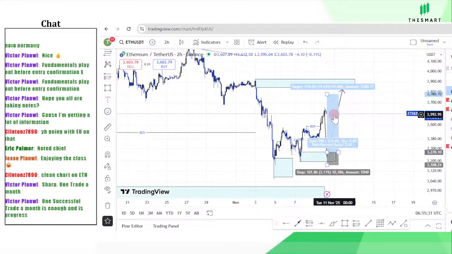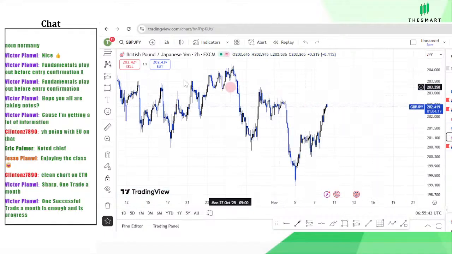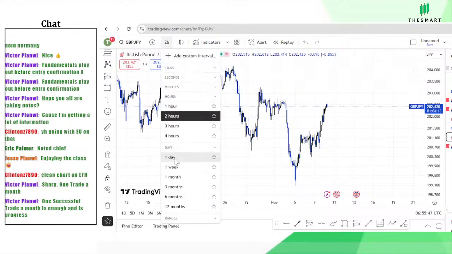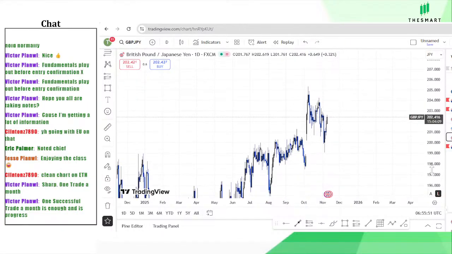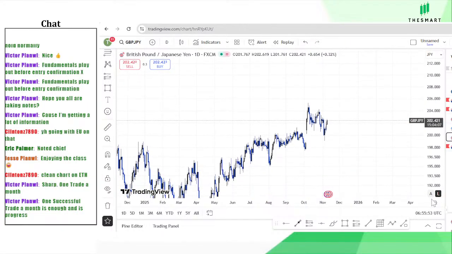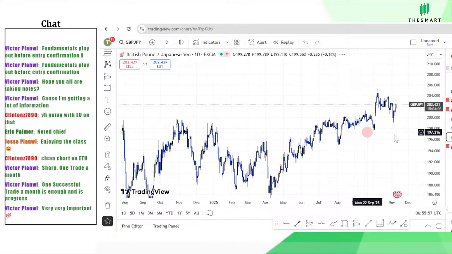All right, so I want us to look at GBP JPY. We just have less than 6 minutes left, so that people going to work and people going for other things can actually step out. All right, so here on GBP JPY, we have our daily time frame.